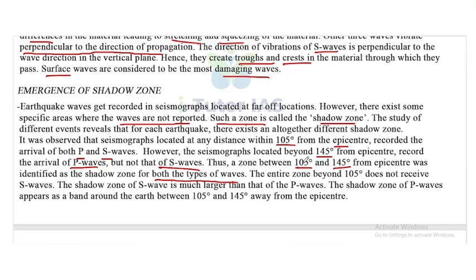Between 105 degrees and 145 degrees from the epicenter, that region is known as the shadow zone for both types of waves. The entire zone beyond 105 degrees does not receive S waves. The shadow zone of S waves is much larger than that of P waves. The shadow zone of P waves appears as a band around the Earth between 105 degrees and 145 degrees away from the epicenter.